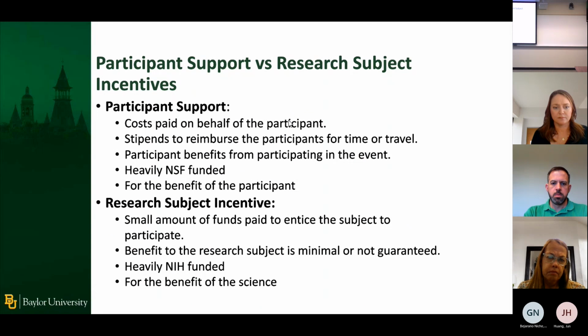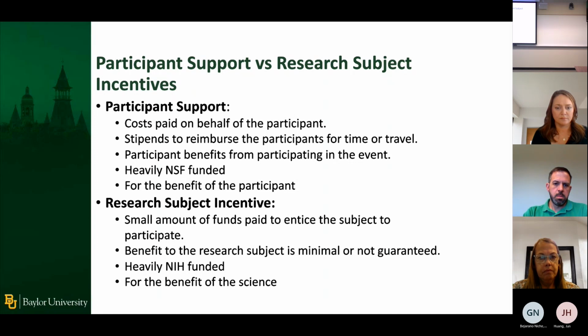Okay, another common misconception, common mistake is the difference between participant support and research subject incentives. So participants are people who are going to benefit from being in your project. These are typically the summer camps, or even just a one-day seminar. They're coming here to receive a benefit from whatever you're giving. The costs paid are on behalf of the participants. So it could be like a conference registration fee. It could be meals. You can pay for their travel, and you can give them a stipend for your time.